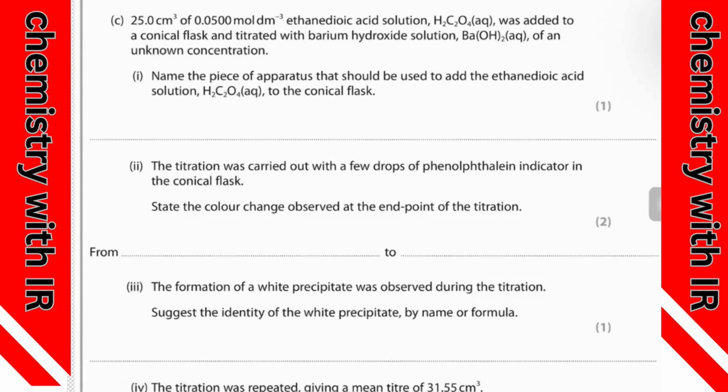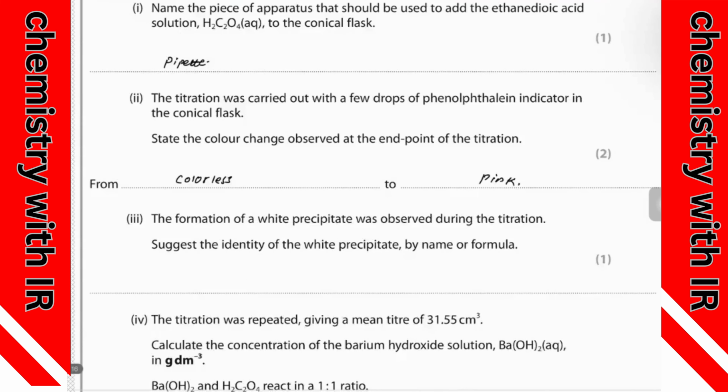Then name the piece of apparatus that should be used to add the ethane dioic acid solution to the conical flask. So 25.0 means we are supposed to use a pipette. The titration was carried out with a few drops of phenolphthalein indicator in the conical flask. State the color change observed. Remember, acid is present in the conical flask. So when you add phenolphthalein to the acid, it is colorless, and in the presence of base, it would be pink. Colorless to pink.